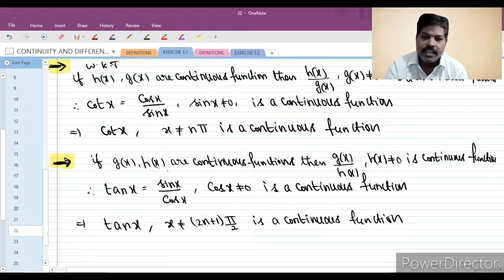And g of x, what is the g of x? g of x is nothing but the sin, h of x is nothing but the cos. These two are continuous functions. Automatically g of x by h of x, meaning sin x by cos x, cos x not equal to 0, is also a continuous function. So sin by cos is nothing but the tan. So it is an example problem actually. They are asking that we have to prove that tan is also a continuous function. So we proved it here: tan x, x not equal to 2n plus 1 into pi by 2, is a continuous function. Okay. So see that question, students, and practice these questions, and tomorrow we will continue the class.